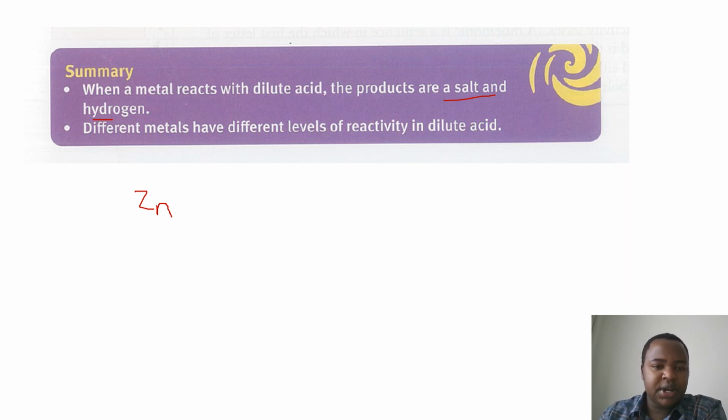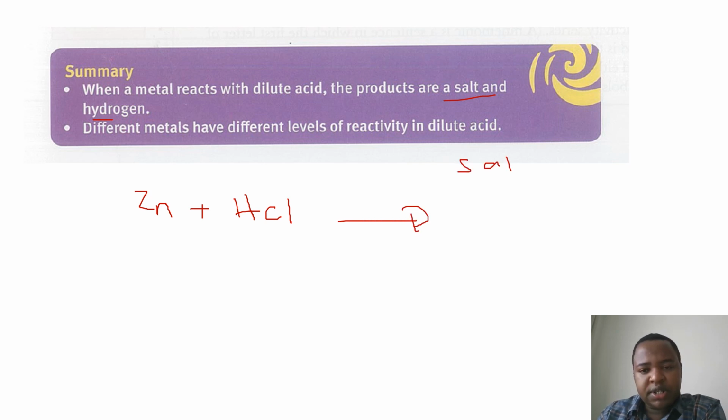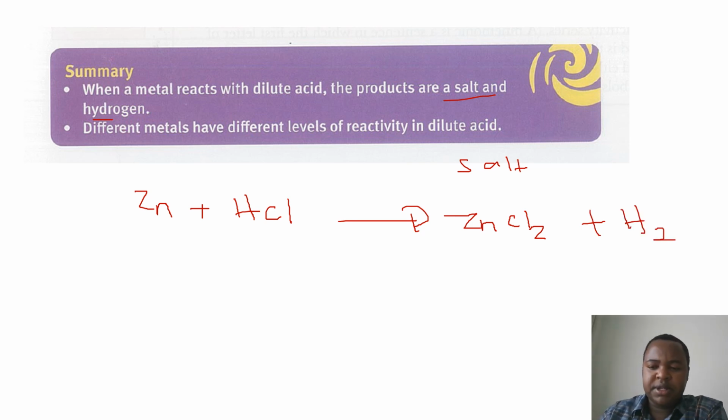So for example, if I take zinc and react it with an acid like hydrochloric acid, I should be able to get the salt. The salt is zinc chloride. The formula is ZnCl2. Then plus hydrogen gas. Then I'll balance this reaction.